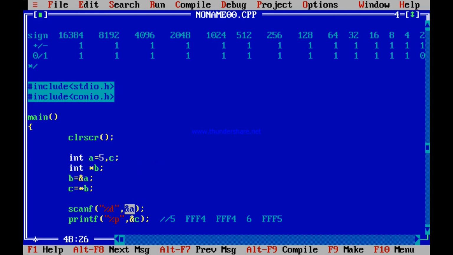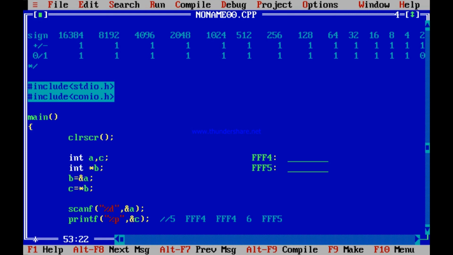When you are saying int A, not int A equal to 5, only int A, some memory location, FFF4 maybe, is assigned to store A. FFF4 and FFF5 maybe are assigned to store A. So when you are scanning, what is the user doing? The user is entering a value, maybe 8. But where will you store that 8? You will store that 8 in the memory location of A, in the address of A. So that 8 will be stored in FFF4 and FFF5. So you are telling the user, scan into the address of A.